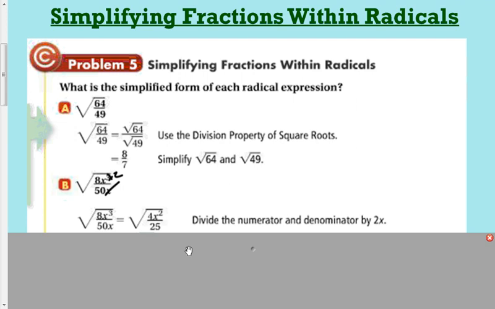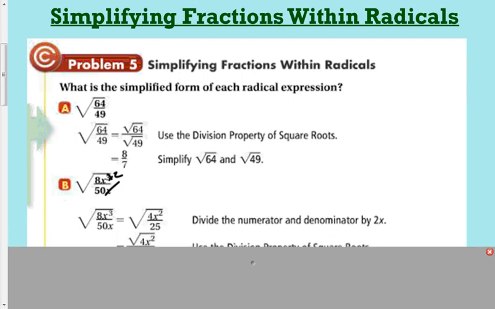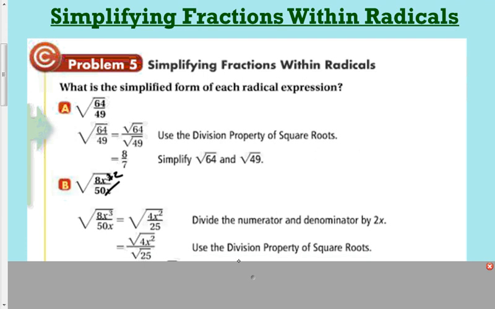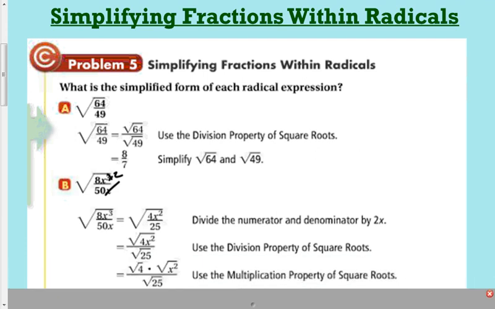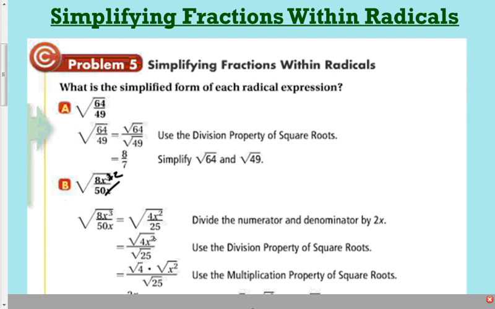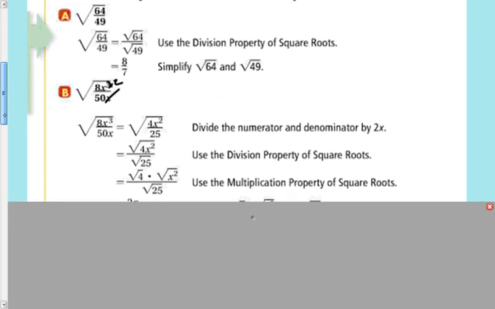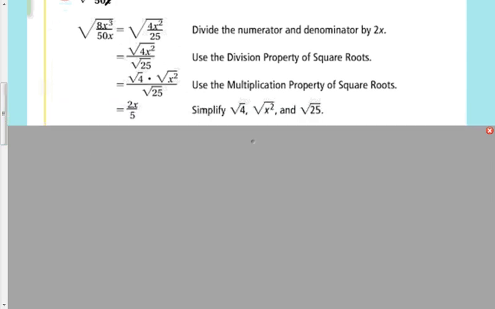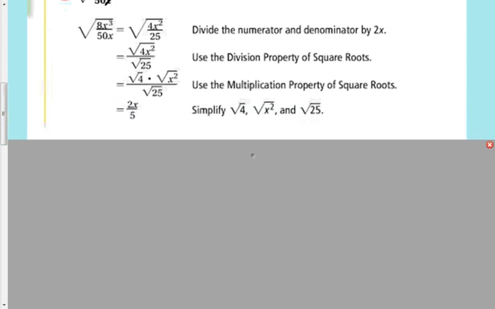Okay, now if you break that apart, separate that using the division property of square roots, we have the square root of 4x squared over the square root of 25, and that is going to simplify nicely by doing the square root of 4 times the square root of x squared over the square root of 25. And those all simplify so that there are no radicals. So you have 2x over 5 is our final result.